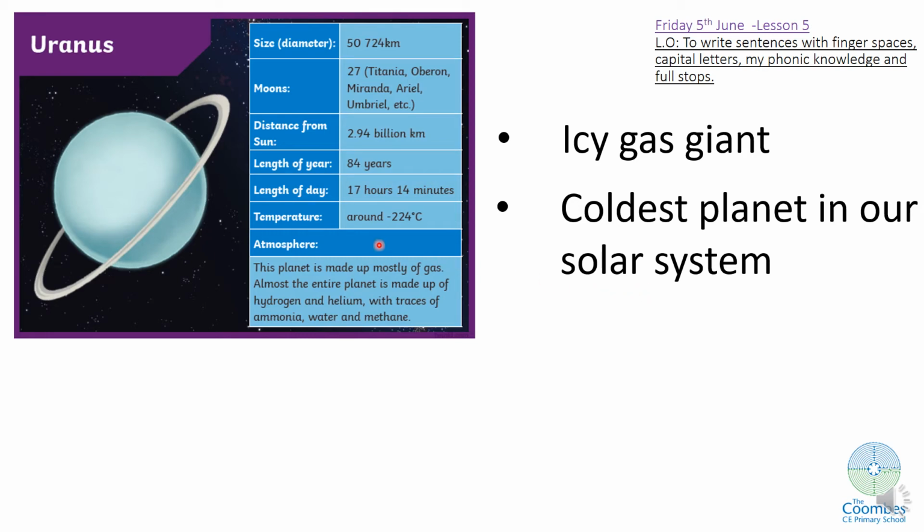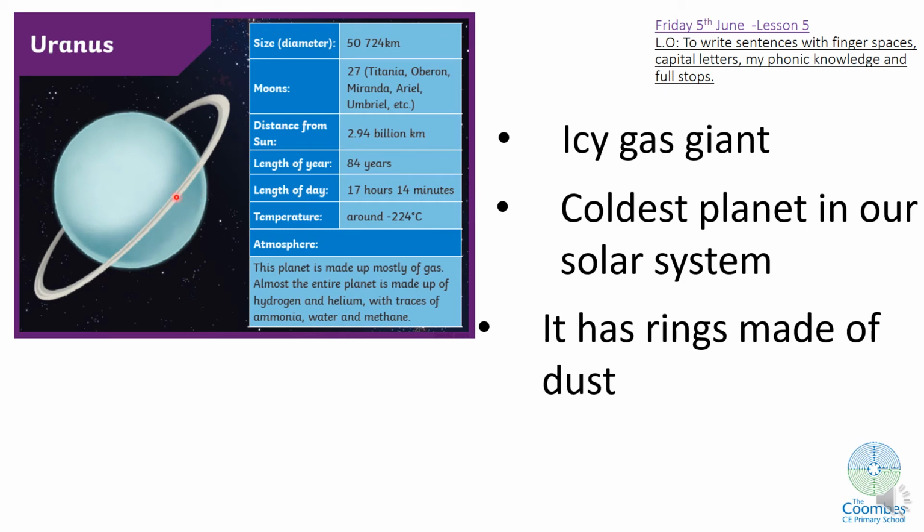It's around minus 224 degrees. Wow. In the winter, sometimes we'd say that Jack Frost had arrived, and that would be like minus 1, minus 2. On Uranus, it is minus 224. That would be freezing. So it's the coldest planet in our solar system.